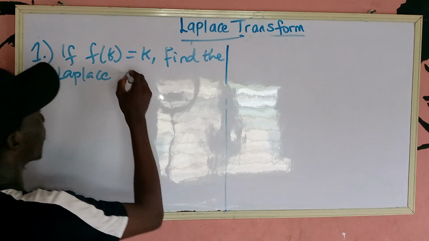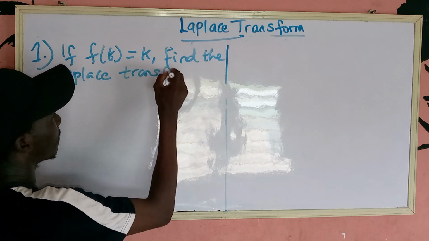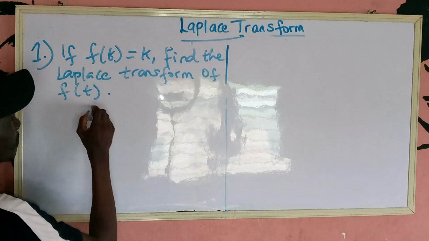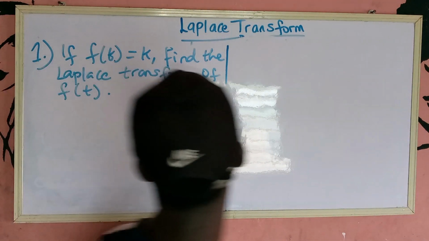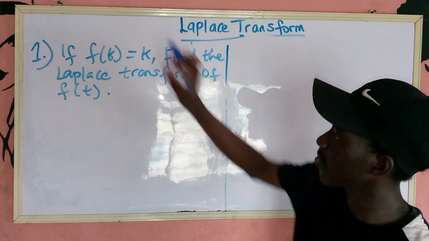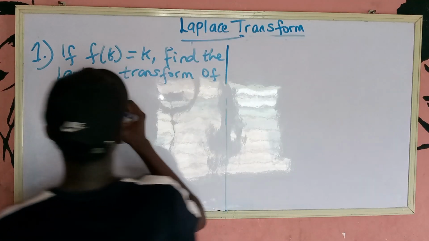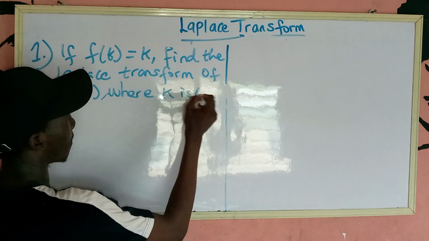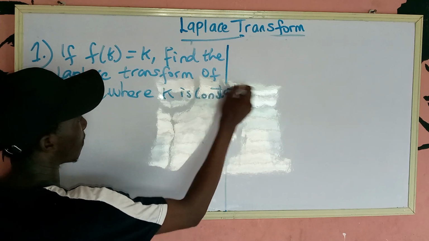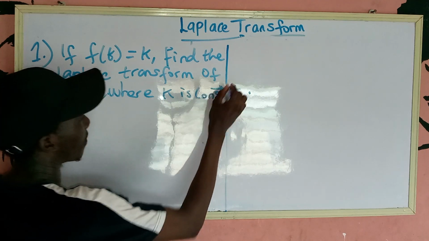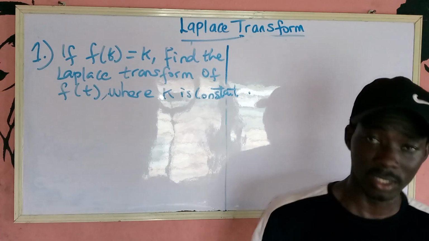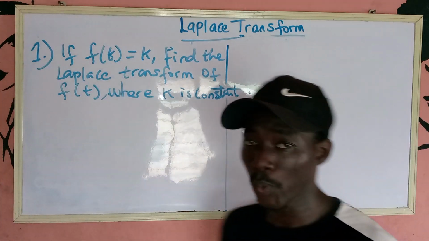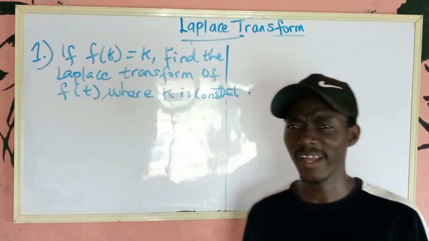Find the Laplace transform of f of t. So we are asked to find the Laplace transform of this function. Now, the k here is a constant. The constant here serves as a constant in the function of t. So to find that, we use the definition of Laplace transform.